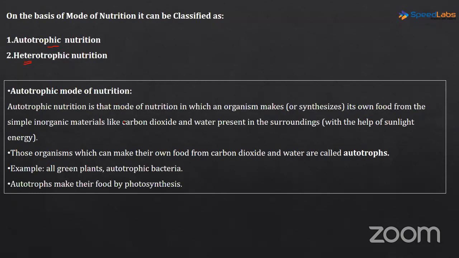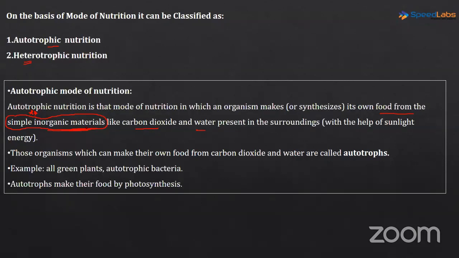Okay, in autotrophic nutrition I had told you that these organisms can prepare their own food. Now they can prepare their own food from simple inorganic materials like carbon dioxide and water which is present in the surroundings, right? Simple inorganic materials, but here it is very important. It is a key point that what are autotrophs doing, or what are the organisms doing which are following this mode of nutrition? They are preparing their own food from simple inorganic material.